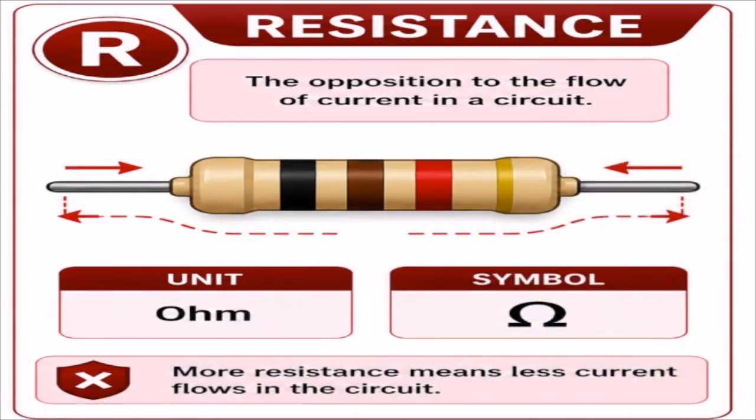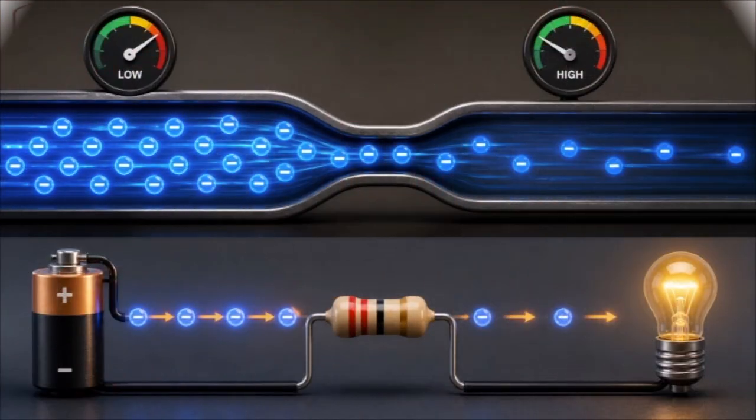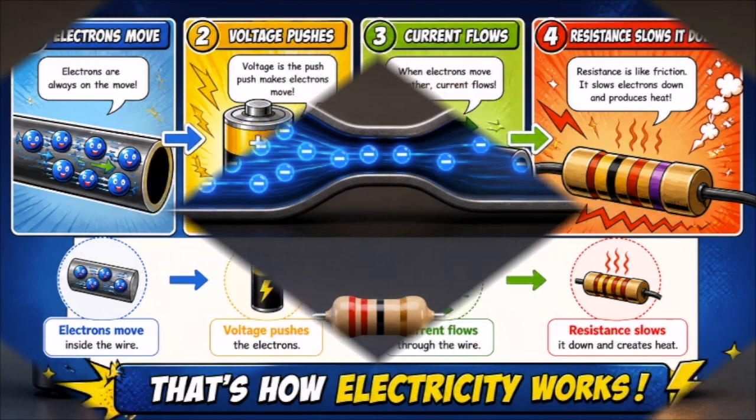Resistance, unit is ohm, and the symbol is Ω. Resistance means how much a component opposes or slows down the flow of current. Resistance is what slows down the flow of electricity. It is like a narrow pipe that makes it harder for water to pass.